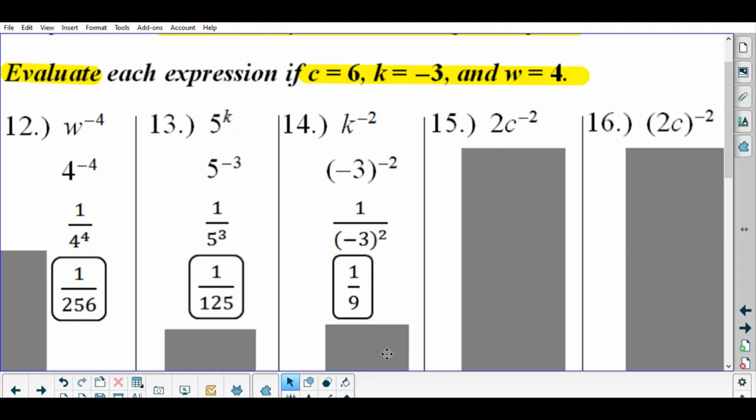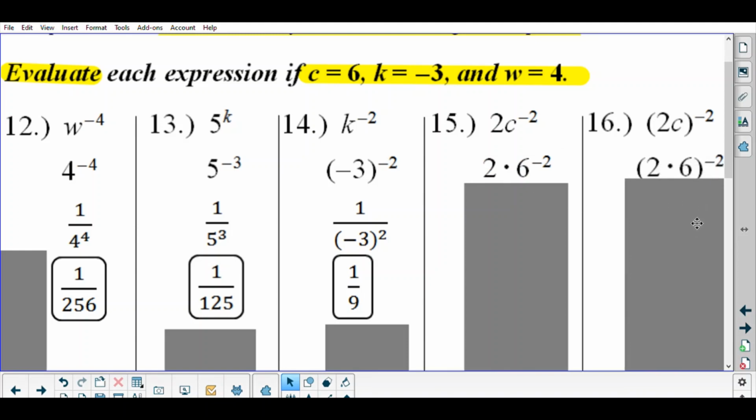All right, number 15. And 16, they look like they're the same problem, but they're not. Think order of operations. Parentheses would be done first. But if there's not parentheses, then exponents would be done first. So let's compare and contrast 15 and 16 together. Number 15's first step is substitution. Number 16's first step is substitution. But 16 has parentheses. 15 is not. That's going to totally change how these problems finish.